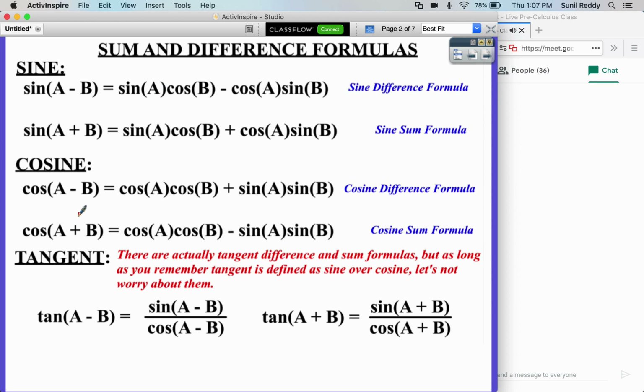Okay, there are tangent sum and difference formulas, but I never had to learn them when I was in high school, even as a math major. So I only realized there were actual formulas for them when I became a teacher and looked it up. So because we already know that tangent is just sine over cosine, y over x, we don't really need to memorize the formulas for tangent because if we wanted the tangent difference formula or the tangent sum formula, we could always just use the sine over cosine.